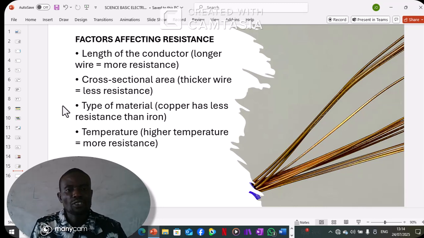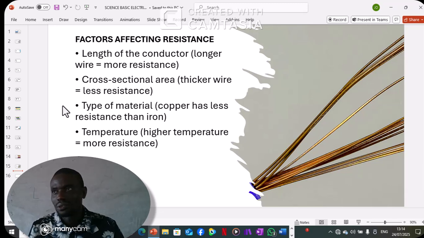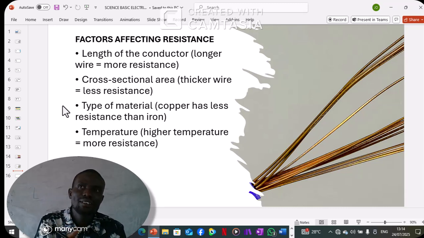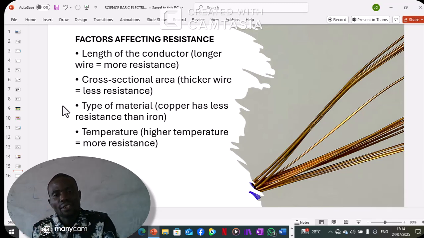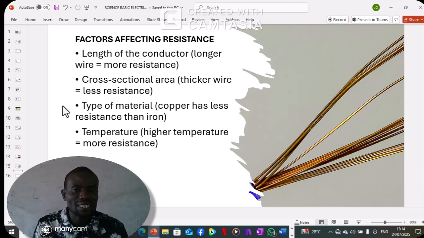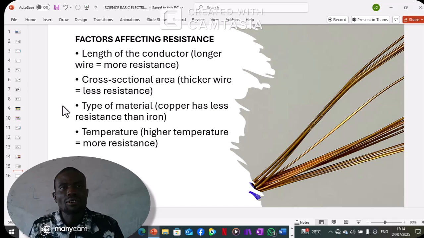Okay, now the types of materials. It depends on the type of material, like copper. The best conductor is gold, but you cannot see gold wire. It has almost zero resistance, followed by copper. Copper has less resistance than iron. So we have copper, iron, silver, all those materials. So it depends on the material. If the wire is copper, the resistance will be different from one that is iron.